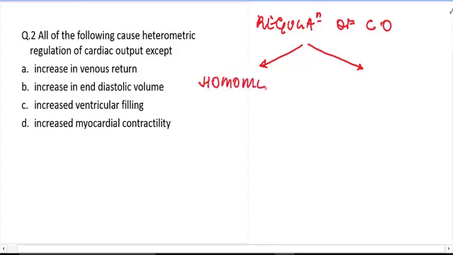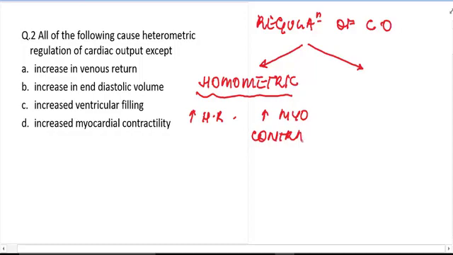Homometric, the word itself should be able to give you a hint. What is homometric regulation of cardiac output? This refers to the regulation of cardiac output which is independent of the cardiac muscle length. So under homometric regulation, anything which increases the heart rate, or anything which increases the myocardial contractility, will come under homometric. Homo, same, metric, length. Cardiac muscle length remains the same, but there is a change in cardiac output.